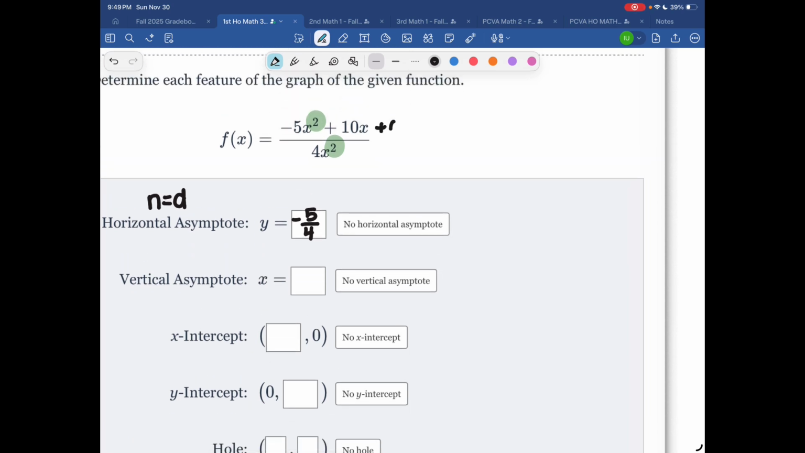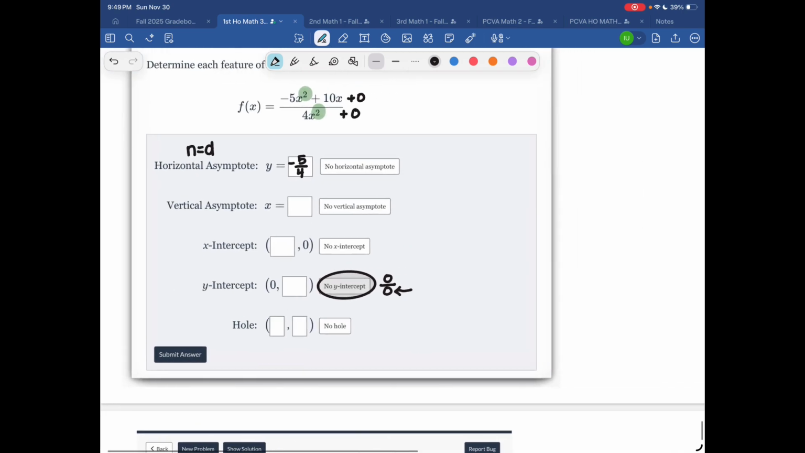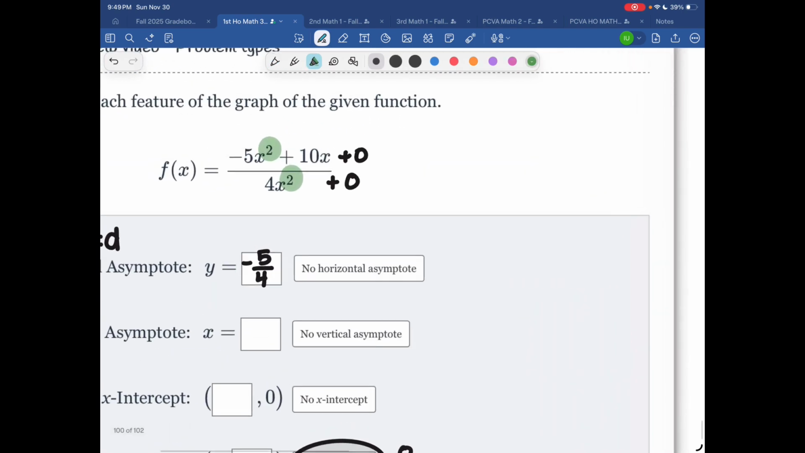This one has a 0 and a 0. So remember, we just went back and reevaluated that. When we have 0 divided by 0, that means it's going to be undefined, because we can't have 0 in the denominator. All right, and the rest of these we're going to need to factor to complete this.